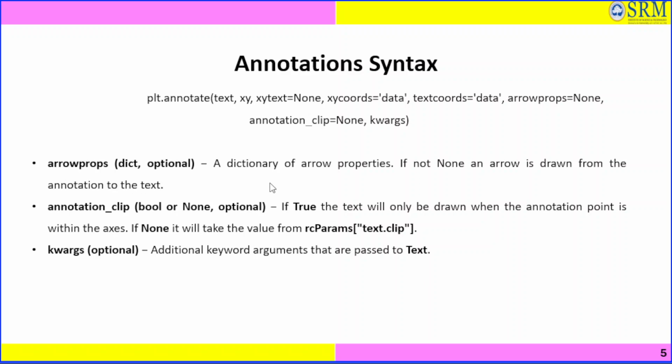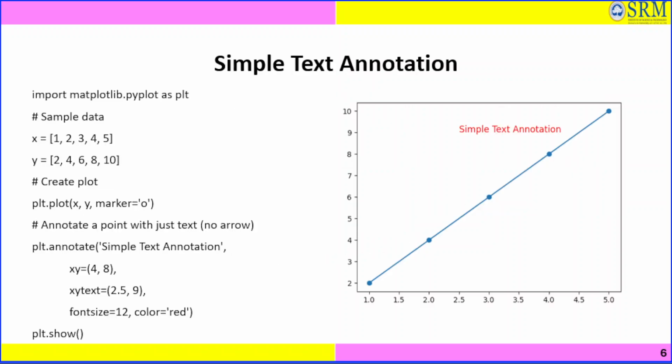arrowprops is a dictionary of arrow properties. If not none, an arrow is drawn from the annotation to the text. annotation_clip: if true, the text will only be drawn when the annotation point is within the axis. If none, it will take the value from rcParams. kwargs are additional keyword arguments that are passed to text. So these are all the syntax parameters of annotation.